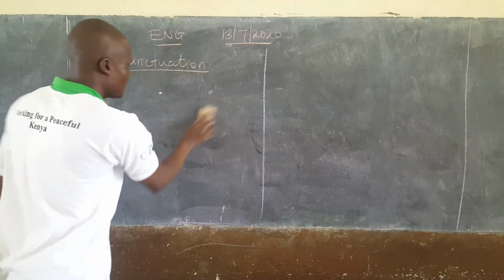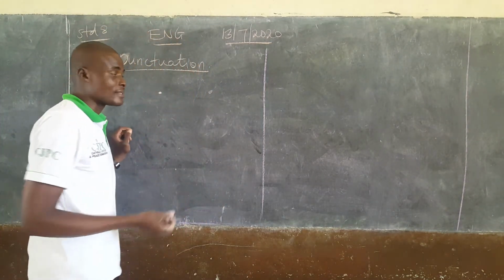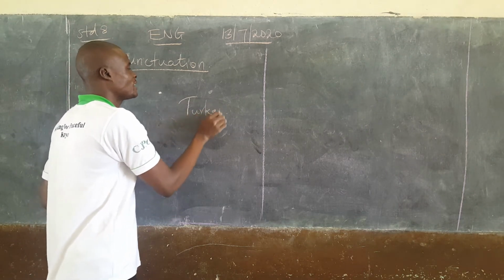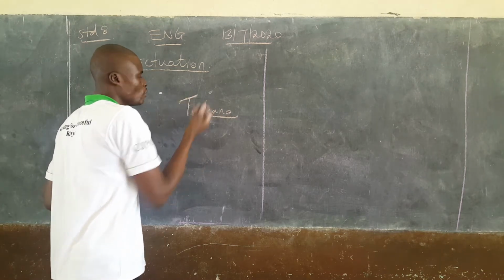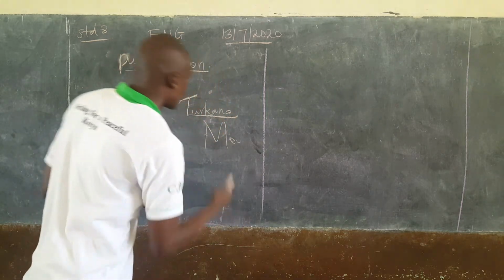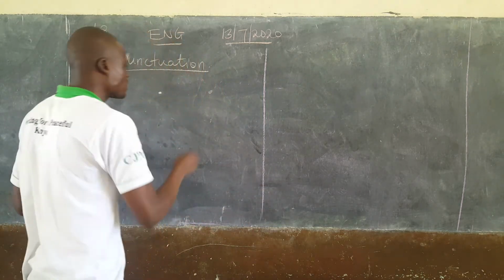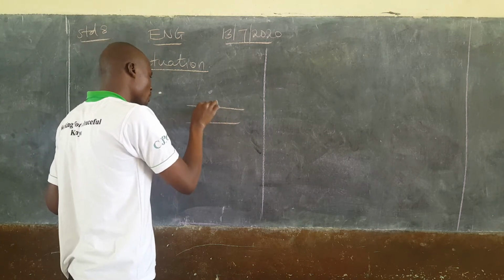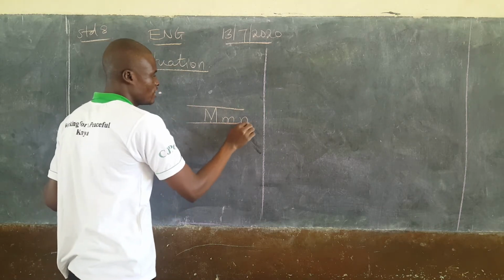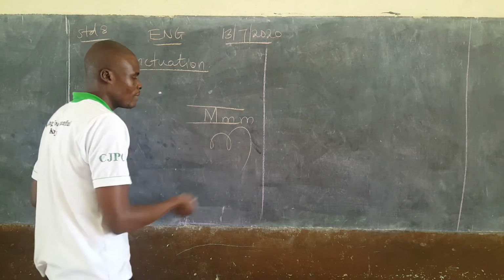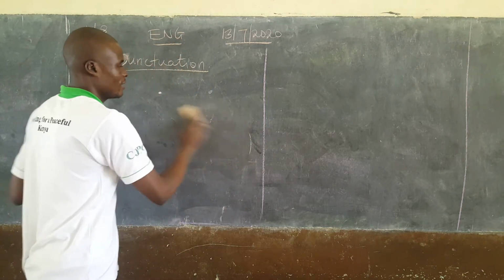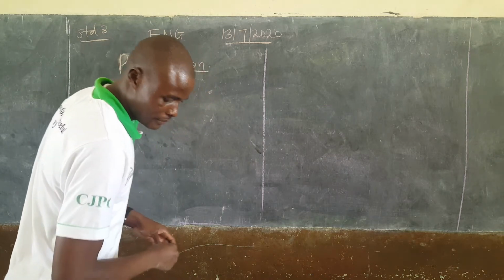You may find that there are a number of things that must begin with capital letters, like the name of a town. We have a town like Turkana, which must begin with a capital T. We have towns like Mombasa, which must begin with a capital M. We must also differentiate capital M and small m. Capital M will look like this. A small m is round in nature. You may write it as big as you wish, but it is still a small letter.